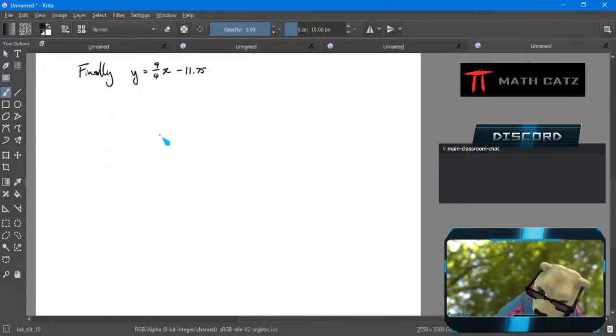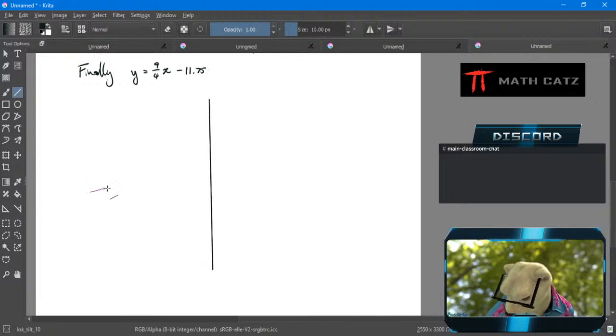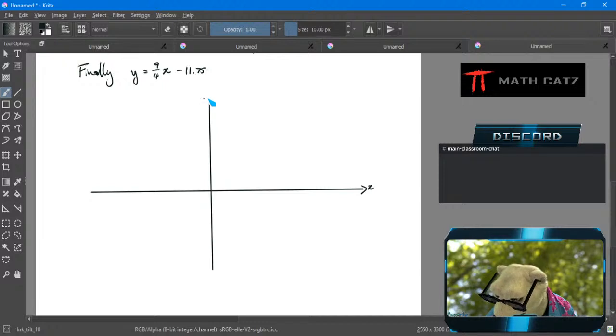They don't ask for the graph. In problem 1.3 they do, but I might as well do a graph for this one. Let's set it up. And again, it's just a very rough visualization. It doesn't have to be perfect in any way. So our y-intercept, let's just put it over there, negative 11.75.